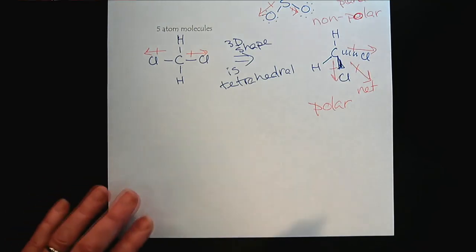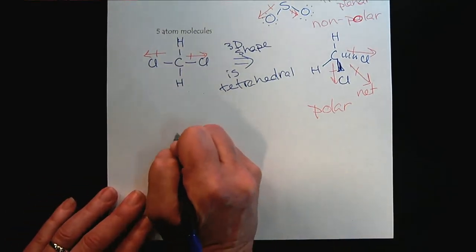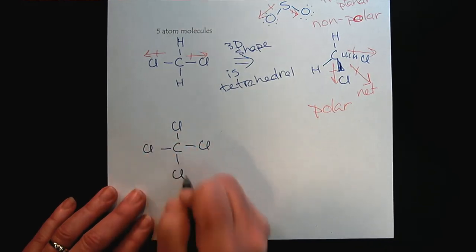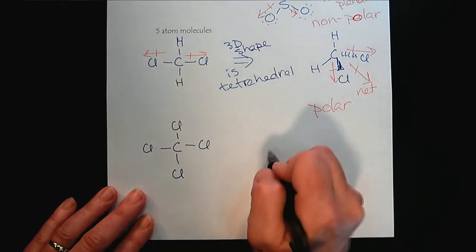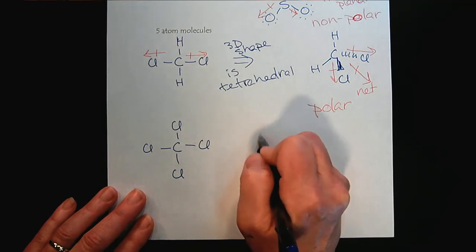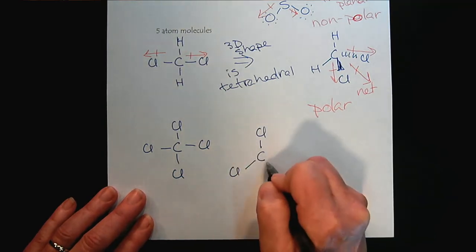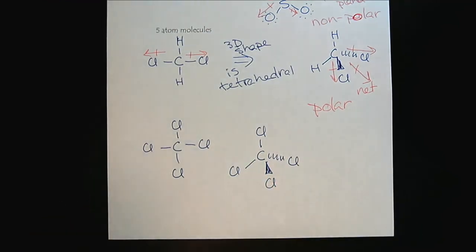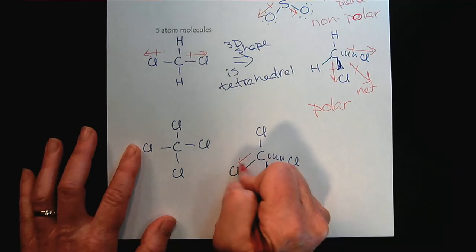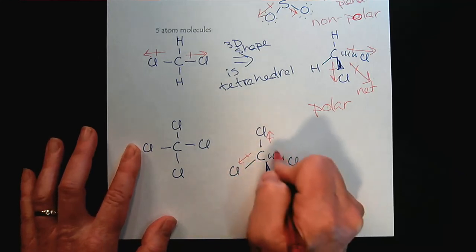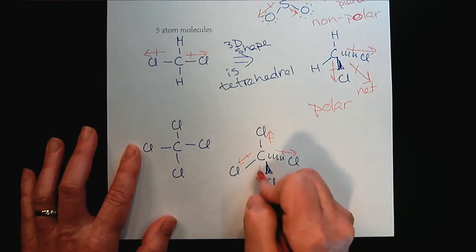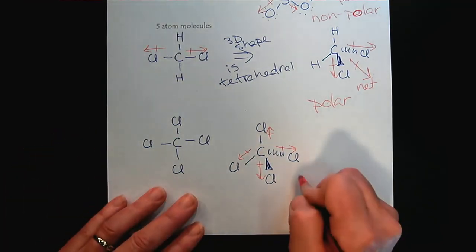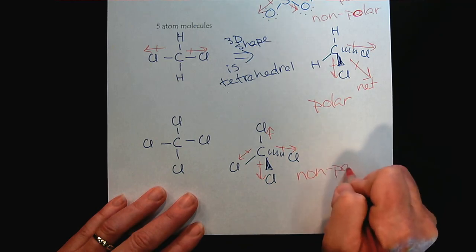Of course, if we have all 4 atoms as chlorine, now we're back to the symmetrical charge distribution. Now this is just like carbon dioxide. We have 4 polar bonds, but these 4 polar bonds are all pulling to the corners of the tetrahedron. And so we end up with a nonpolar molecule.